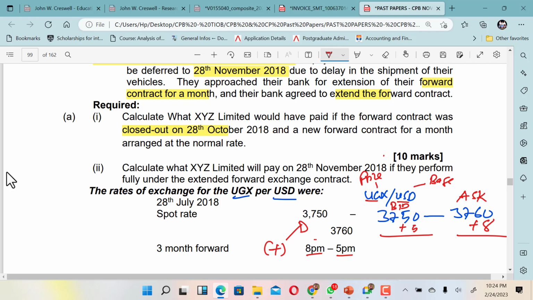Now here we're going to end up with 37.55 by 37.68. Okay. So what will be the rate, the forward rate applied in this case?